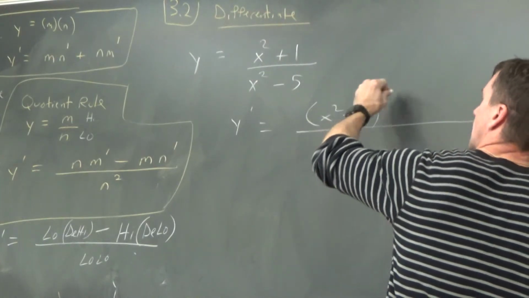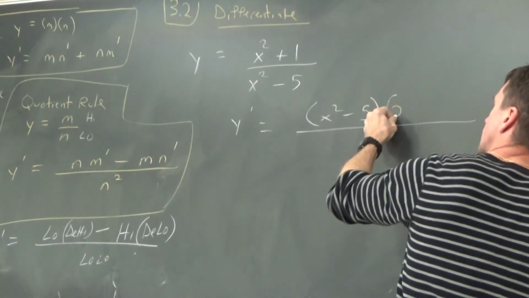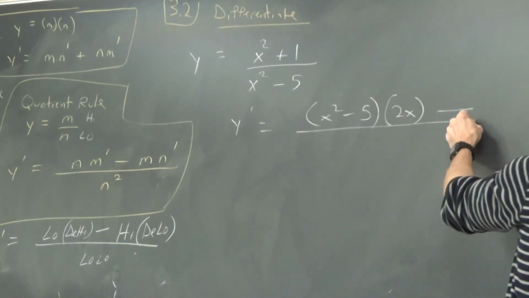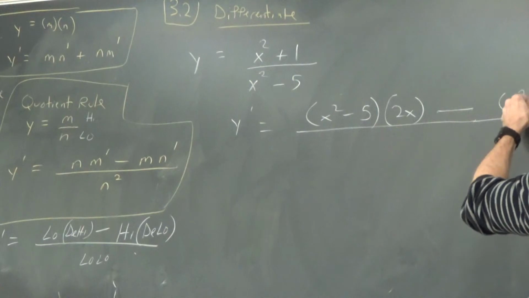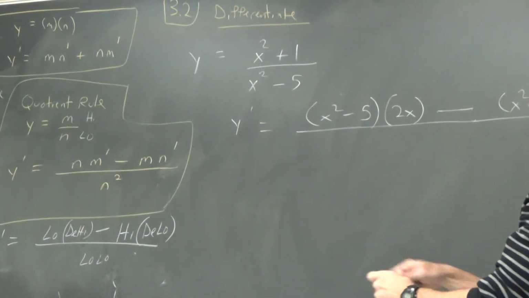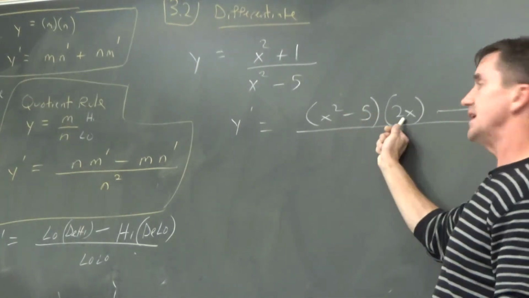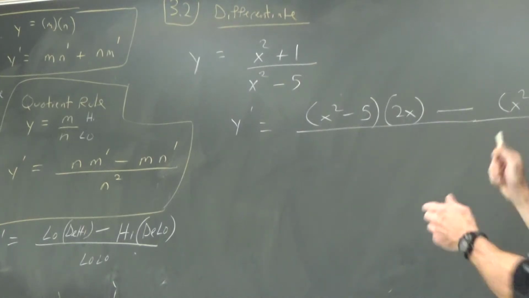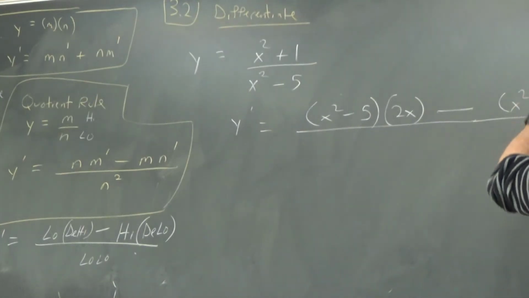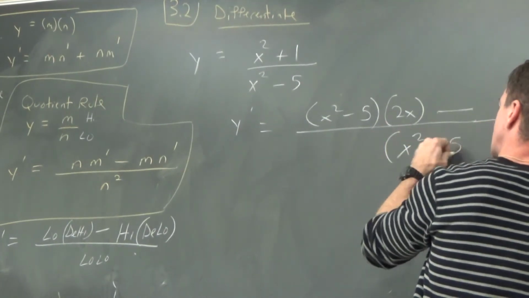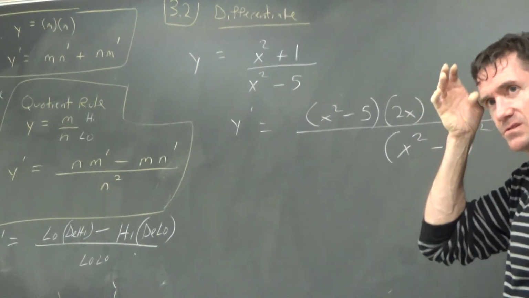What's d high? 2x. No, negative. You all agree? So far, so good? Low d high means derivative of high, minus just the high times d low. What's derivative of low? Another 2x, all over low squared. Don't foil it. Don't expand it. Was that what I got there?